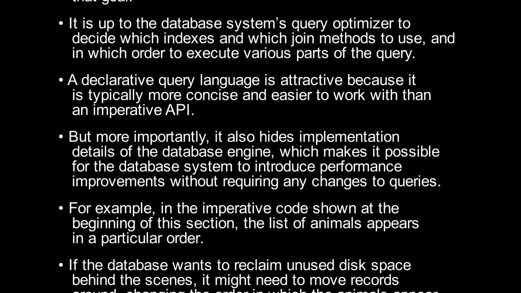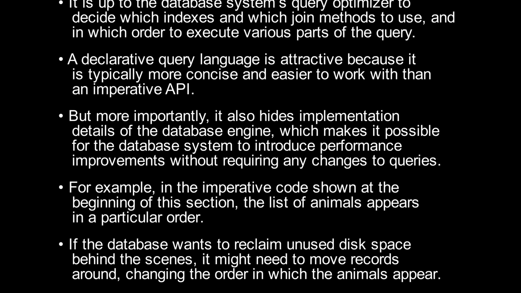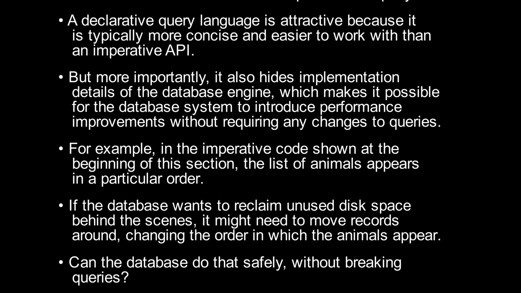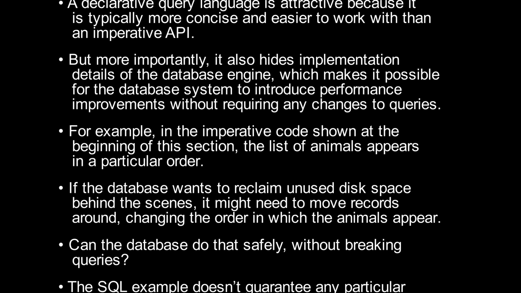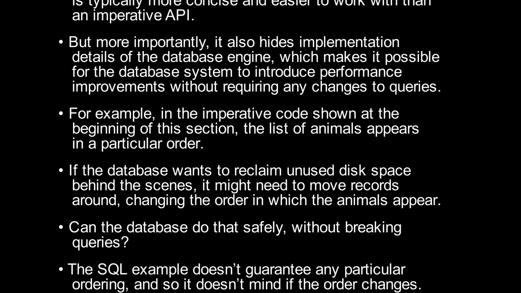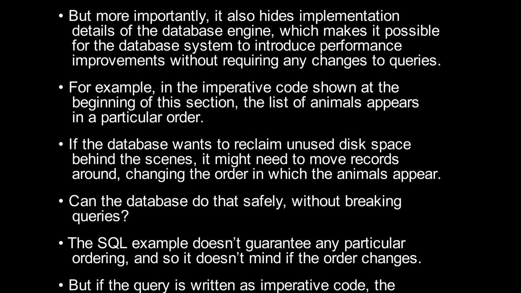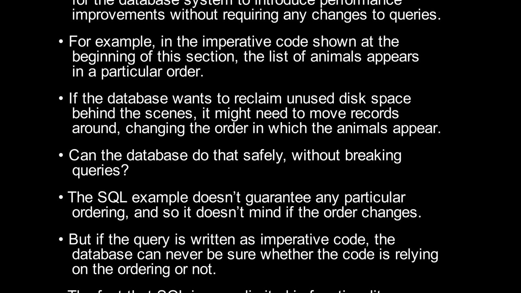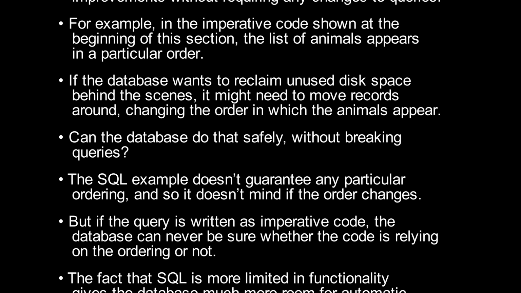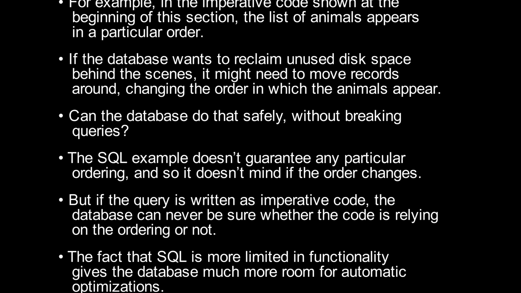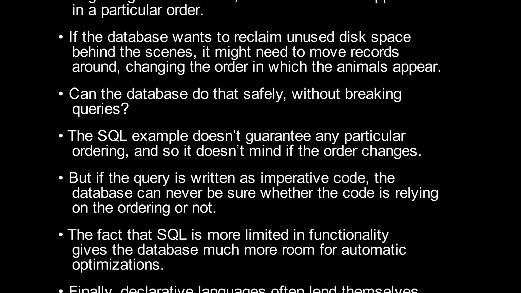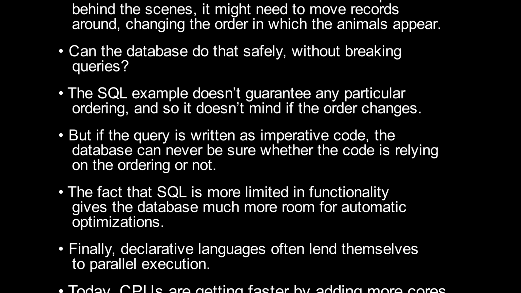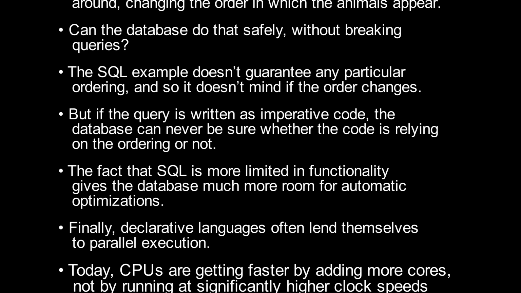For example, in the imperative code shown at the beginning of this section, the list of animals appears in a particular order. If the database wants to reclaim unused disk space behind the scenes, it might need to move records around, changing the order in which the animals appear. Can the database do that safely, without breaking queries? The SQL example doesn't guarantee any particular ordering, and so it doesn't mind if the order changes. But if the query is written as imperative code, the database can never be sure whether the code is relying on the ordering or not. The fact that SQL is more limited in functionality gives the database much more room for automatic optimizations.